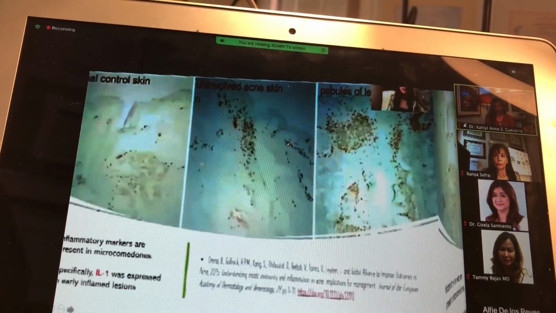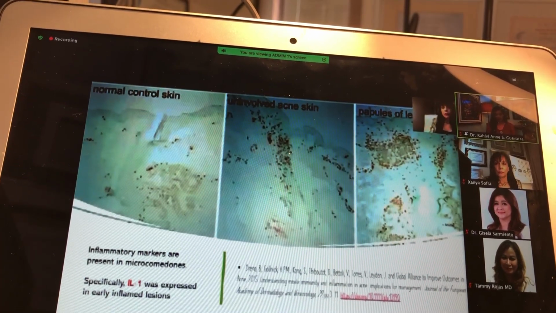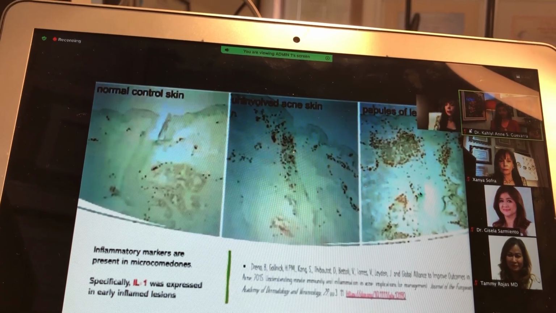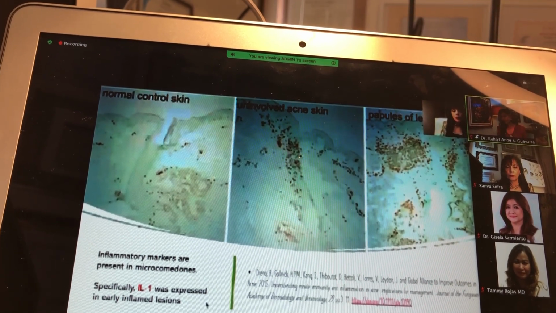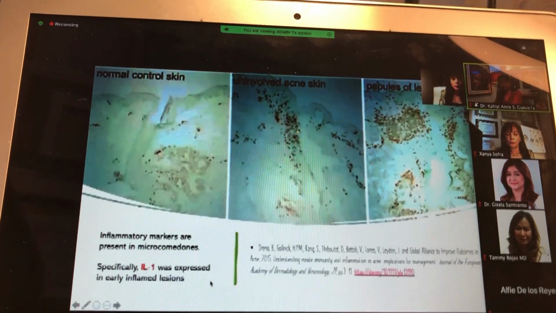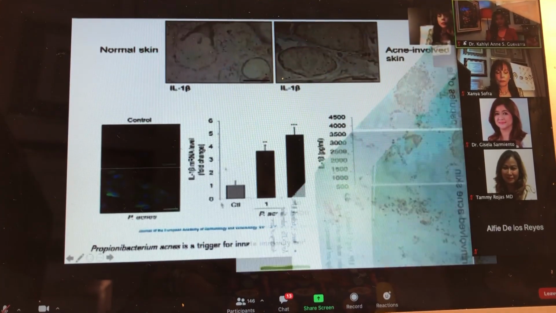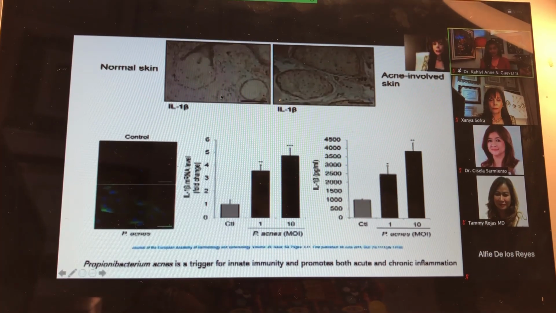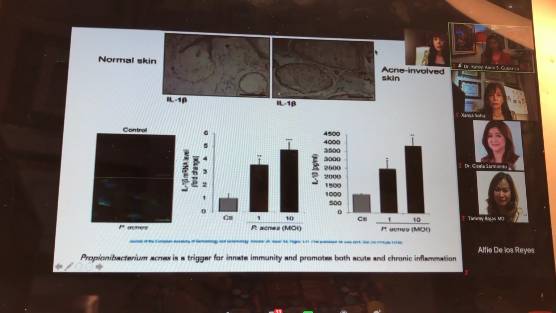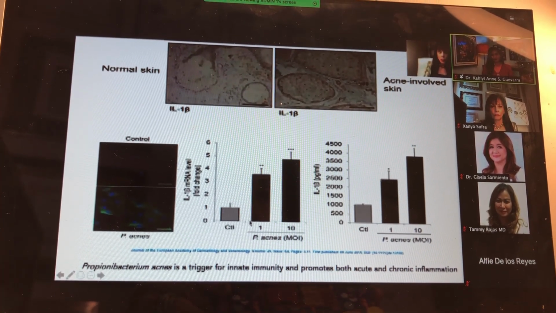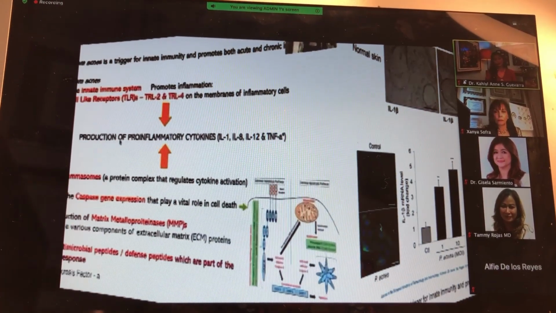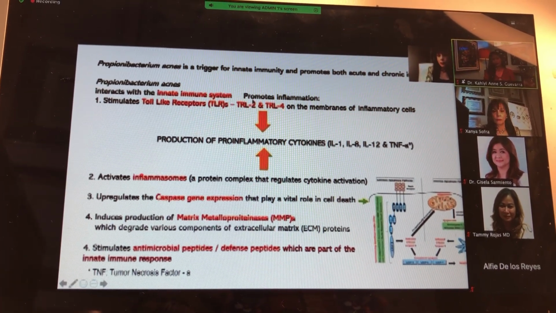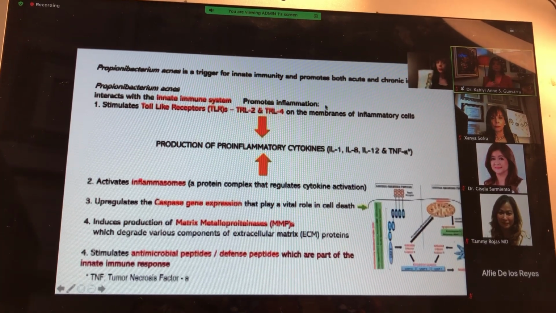This is the normal skin. And this is the uninvolved acne skin, and this is the papules. This is another study that has highlighted the inflammatory markers. This is, again, normal skin, and this is the acne skin. So you see there is a big difference between the two types of skin. As you can see, Propionibacterium acnes interacts with the innate immune system and promotes inflammation.